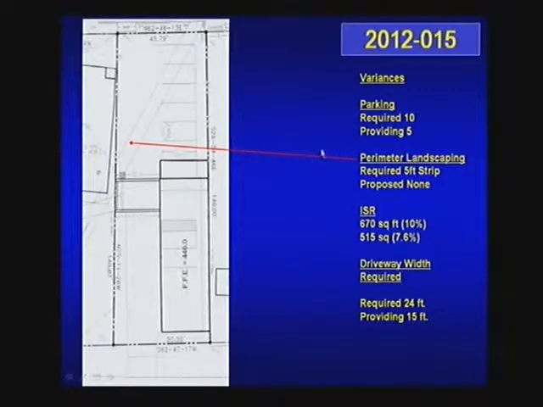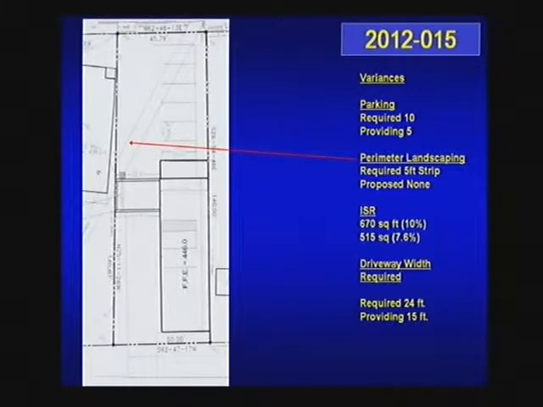Secondly, there's a perimeter landscaping strip required along the western property line of the adjoining property, and that's the building which you see here. It has 5 feet in width to run the entire length of that property. They're not showing a plan that denotes landscaping in that area.